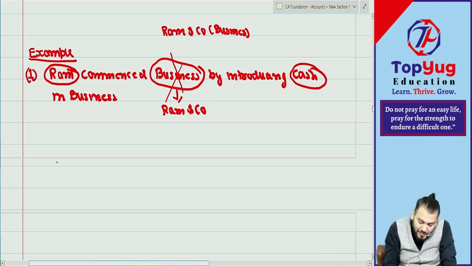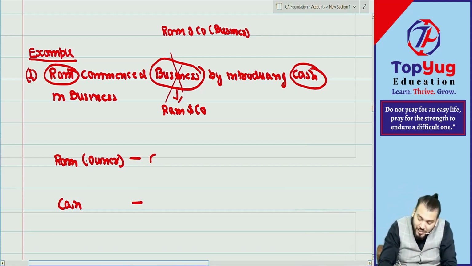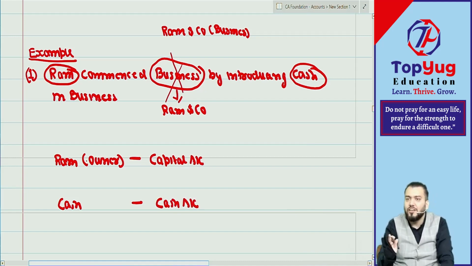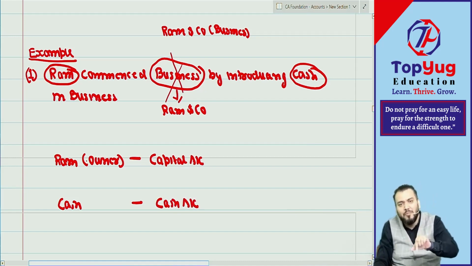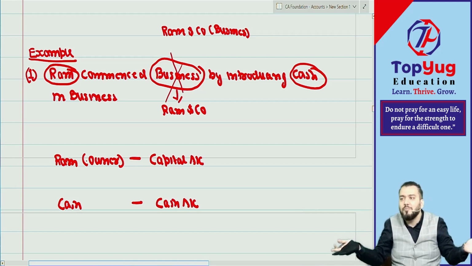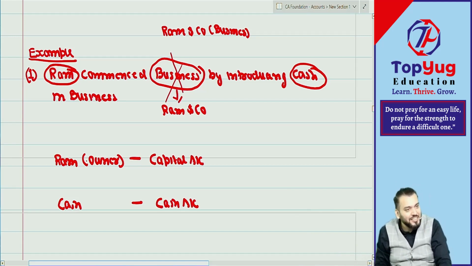So what are the two aspects? Ram and cash. Ram is the owner. For the owner, which account do we open if he introduces cash? We'll open the capital account, and for cash we'll open the cash account. If a special term is not given, we'll open the account with the name of that item only. I have said purchase of fixed asset, these are special items. For cash I have not said anything, so for cash we'll open the cash account. Are you able to understand? Correct.